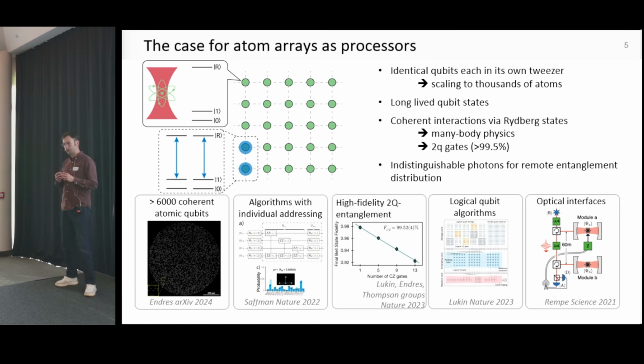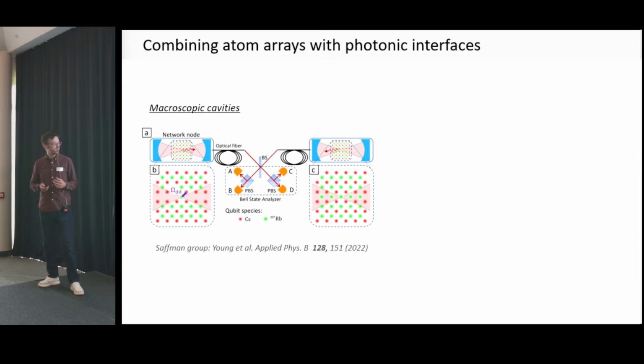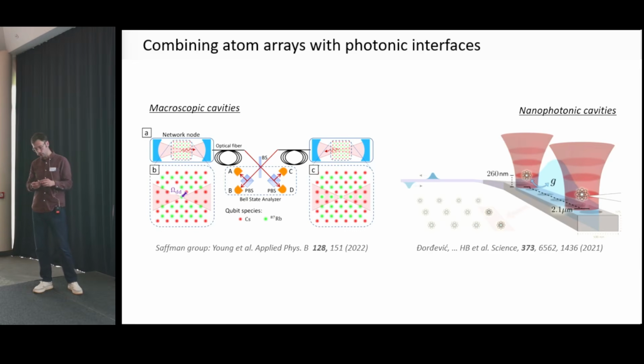So my idea, and it's not my idea, I think a compelling idea, is to somehow combine these atomic arrays with optical interfaces. The 2 architectures that come to mind: this is an architecture paper from Mark Saffman's group, where you would have macroscopic cavities and you put an atomic array inside. Another way of doing it is to use very microscopic cavities, nano-photonic crystal cavities, for instance, and you have arrays from which you grab atoms and couple them to these nano-photonic crystals to realize this optical interface.